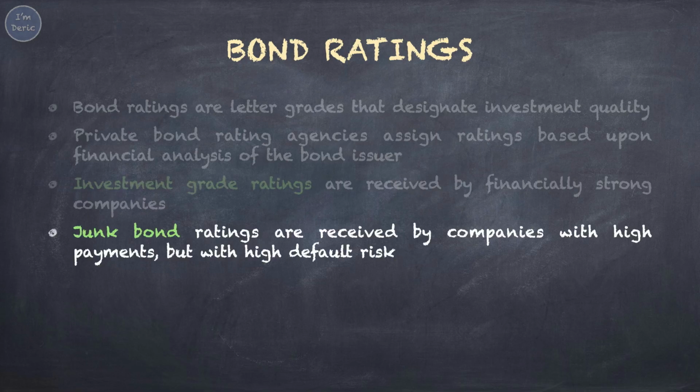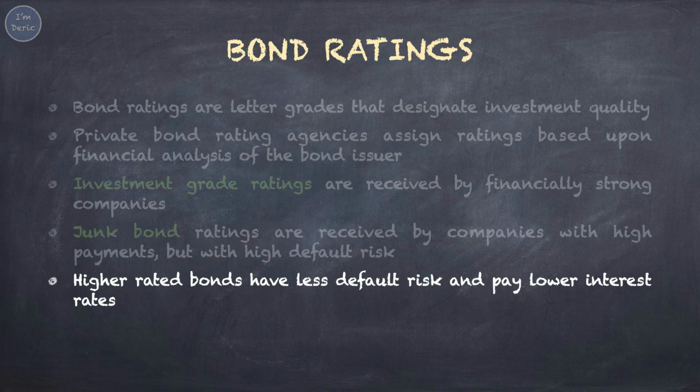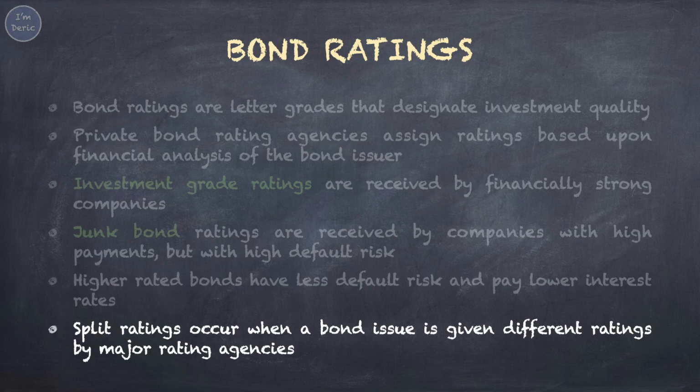However, junk bond ratings are received by companies with high payments, but with high default risk. These high-paying bonds have a lower credit rating than the investment-grade bonds. Because higher-rated bonds have less default risk, they pay lower interest rates. Sometimes, split ratings occur when a bond issue is given different ratings by major rating agencies.